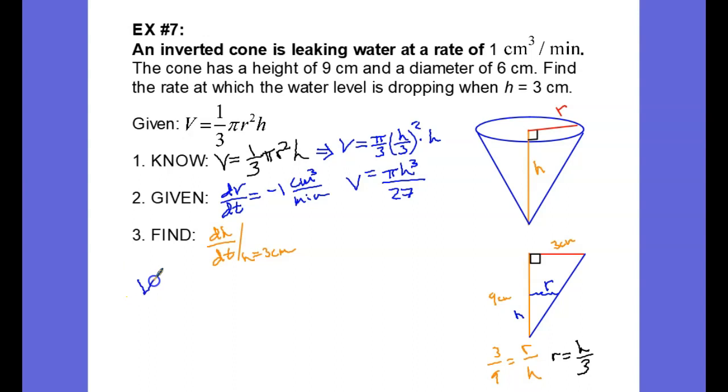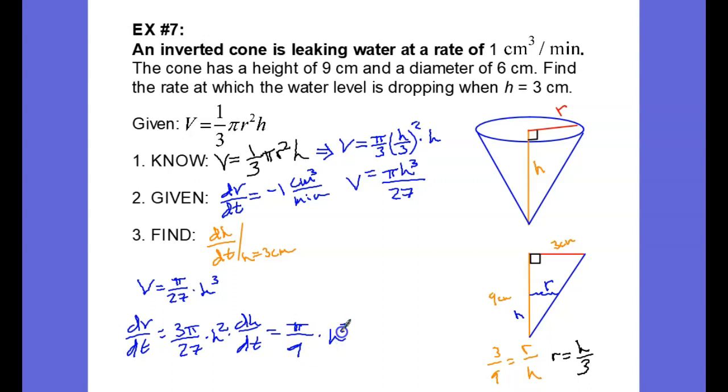So this is what I want to take the derivative of. So V equals, and we'll write it as pi over 27 since that's the constant, times h cubed, and this will be a lot easier than differentiating with a product rule. So we have dV/dt is equal to 3 pi over 27 times h squared times dh/dt. And so 3 goes into 27 9 times, so we have pi over 9 times h squared dh/dt.